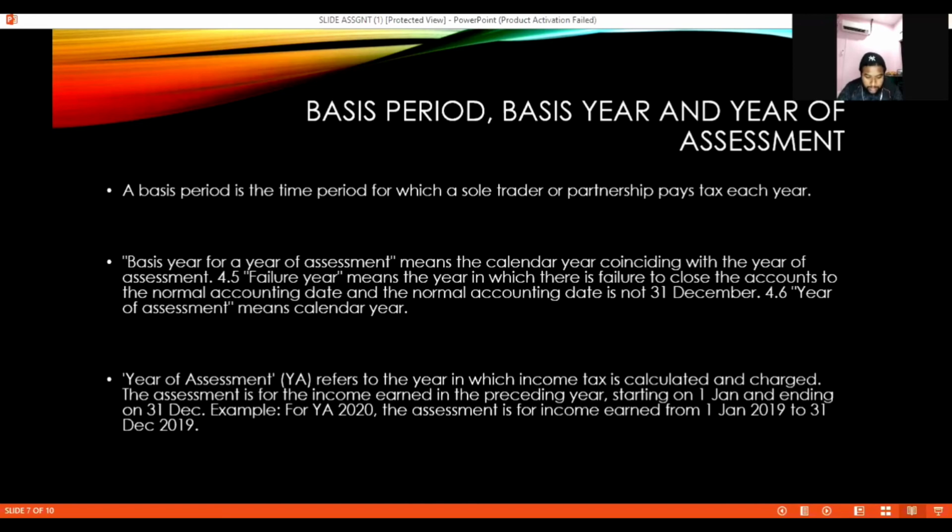Last but not least, year of assessment, which is YA, refers to the year in which income tax is calculated and charged. The assessment is for the income earned in the preceding year, starting on 1 January and ending on 31 December. Example, for year of assessment 2020, the assessment is for the income earned from 1 January 2019 until 31 December 2019.